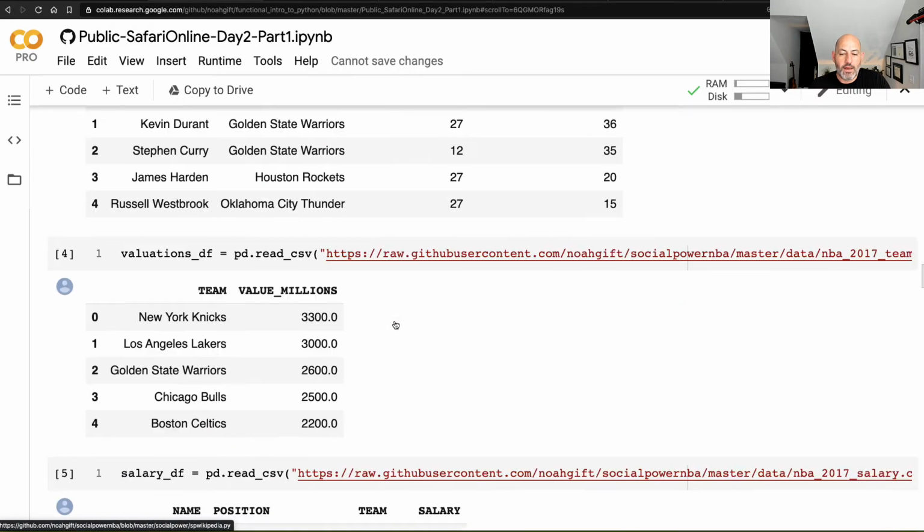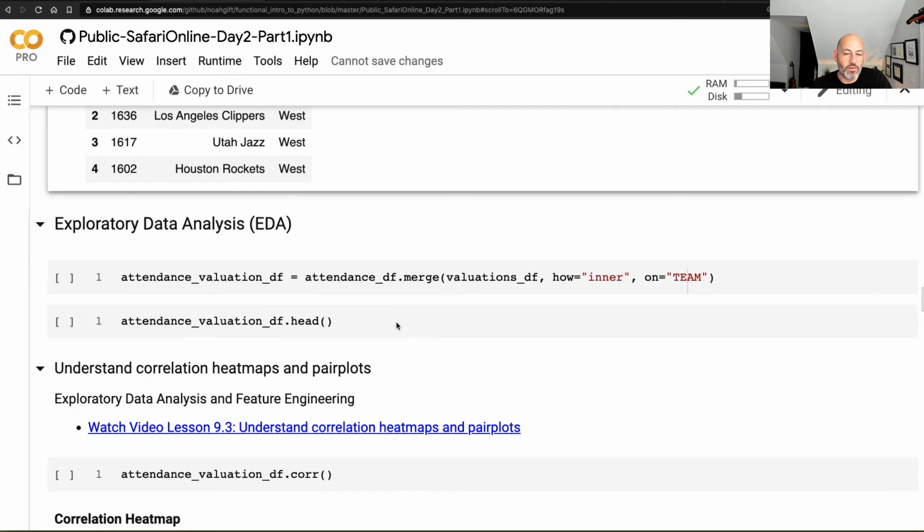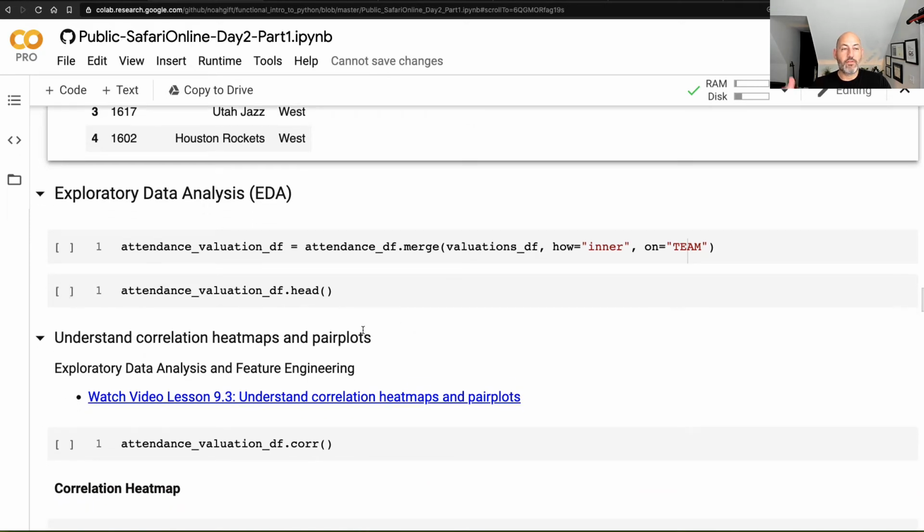So I went through here and collected all this stuff. The next phase would be the EDA phase. So what are we doing in EDA? Well, it stands for exploratory data analysis. We don't even know what we're looking for. We're just like a detective looking for clues in the data.